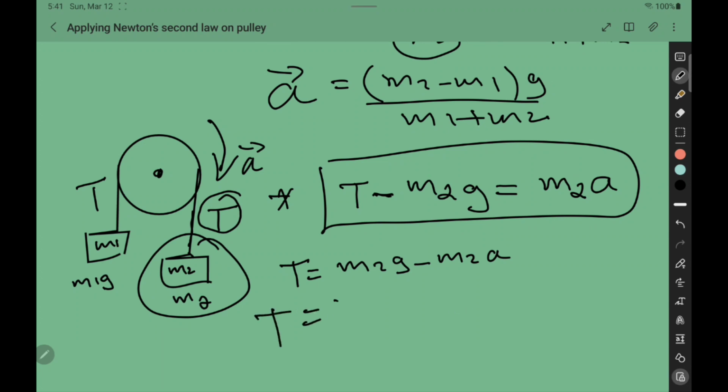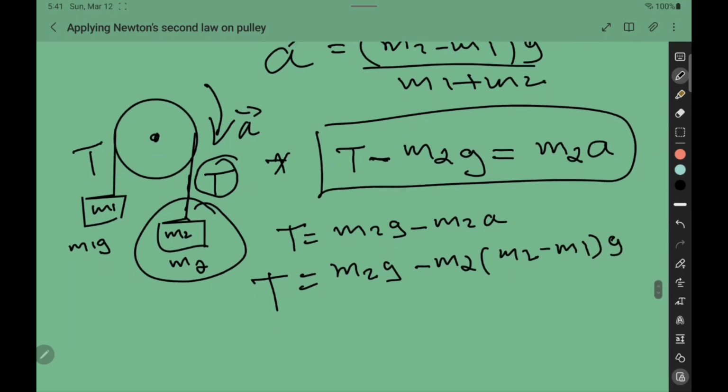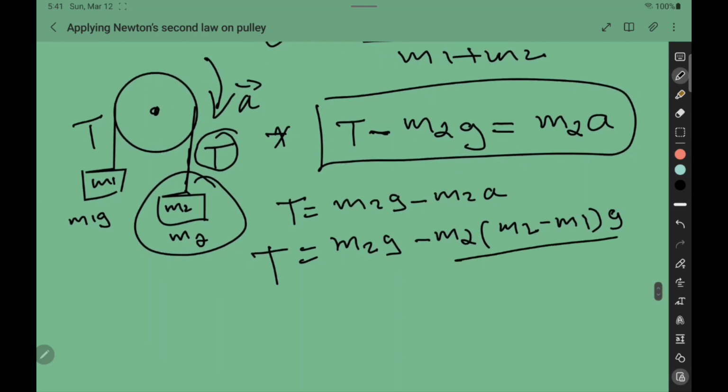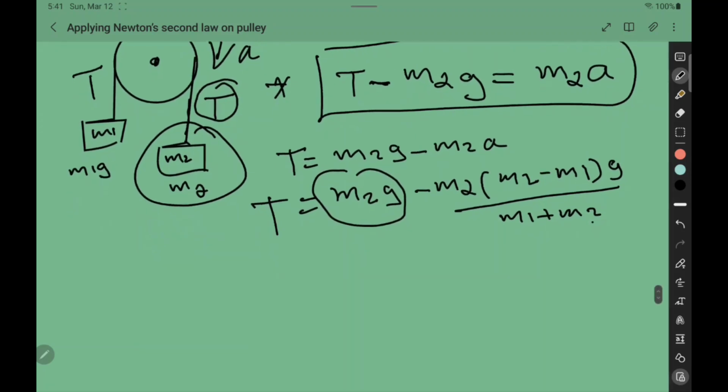Then the tension is going to be mass 2 times gravity minus mass 2 times the acceleration, which is mass 2 minus mass 1 times gravity over mass 1 plus mass 2. That will be the tension. But to simplify, you can multiply this one by mass 1 plus mass 2 over what?